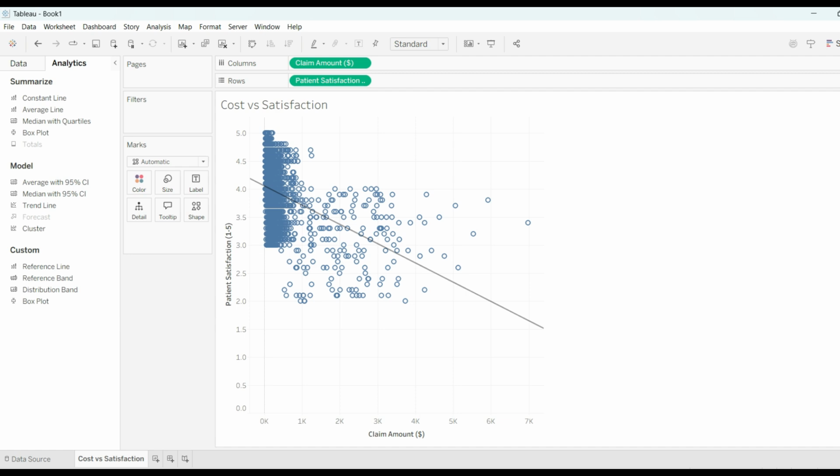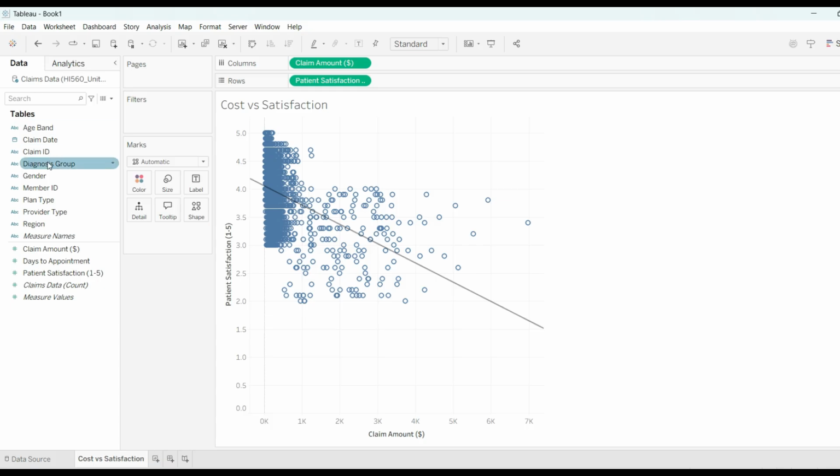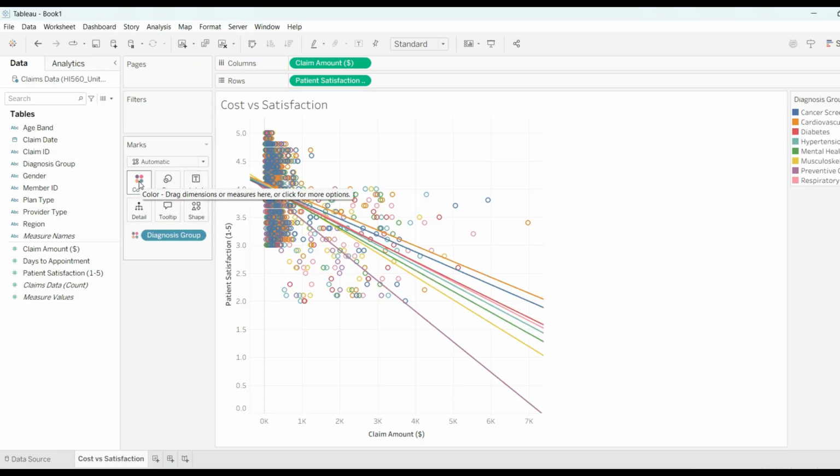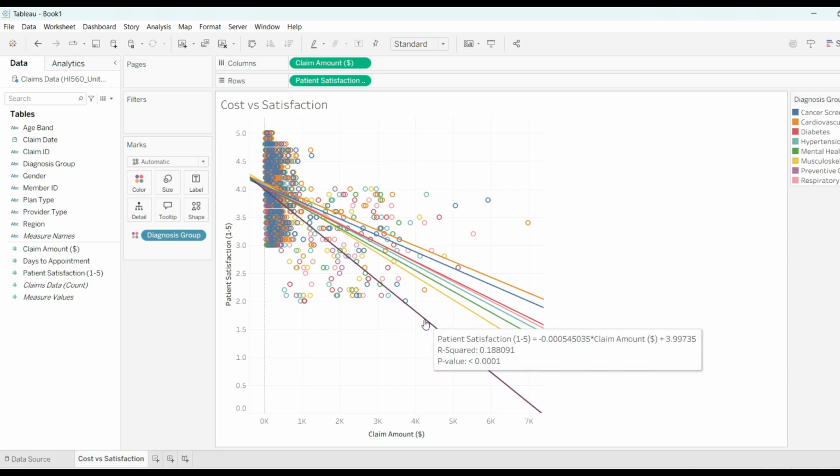So let's do a little bit more. Okay. I'm going to go back over here to data, and I'm going to drag my diagnosis group to my color. Alrighty. So each diagnosis group now gets its own color and its own trend line. This is where it gets interesting. Look at the slopes. Are they all negative? Yeah, look at that. Are some steeper than others? A steeper slope means cost has a bigger impact on satisfaction for that diagnosis group.